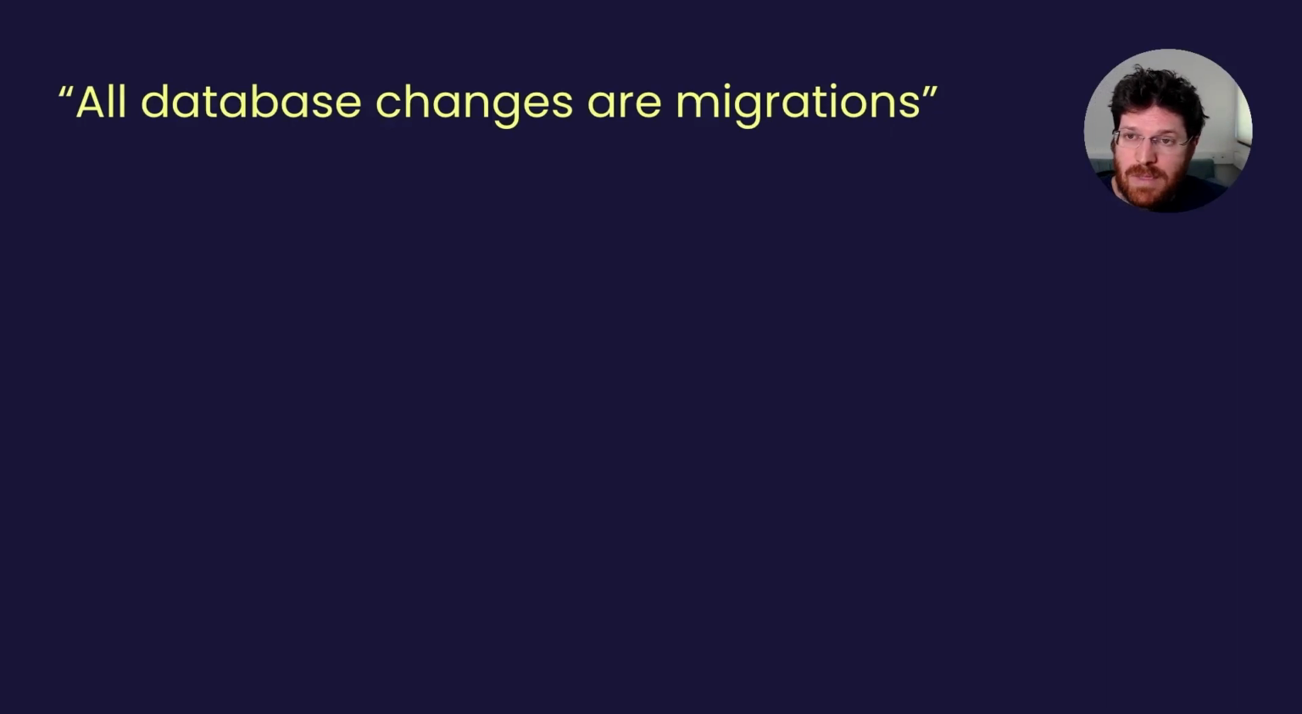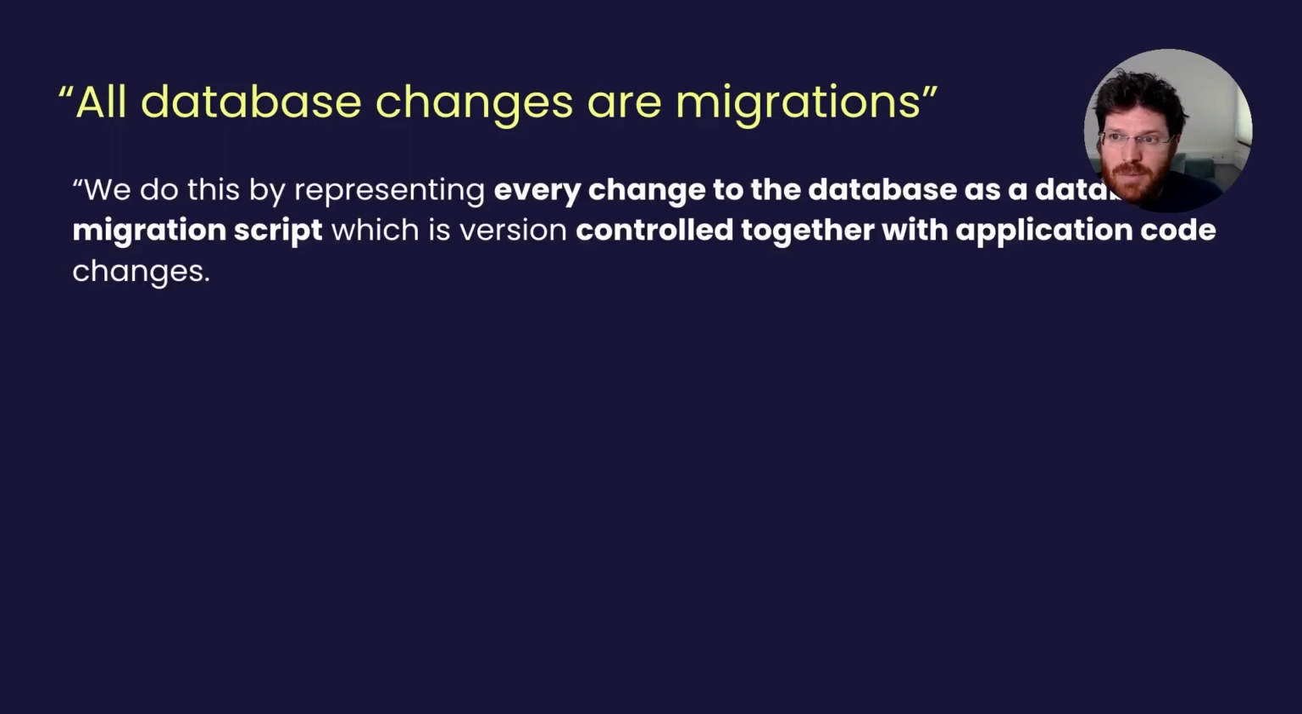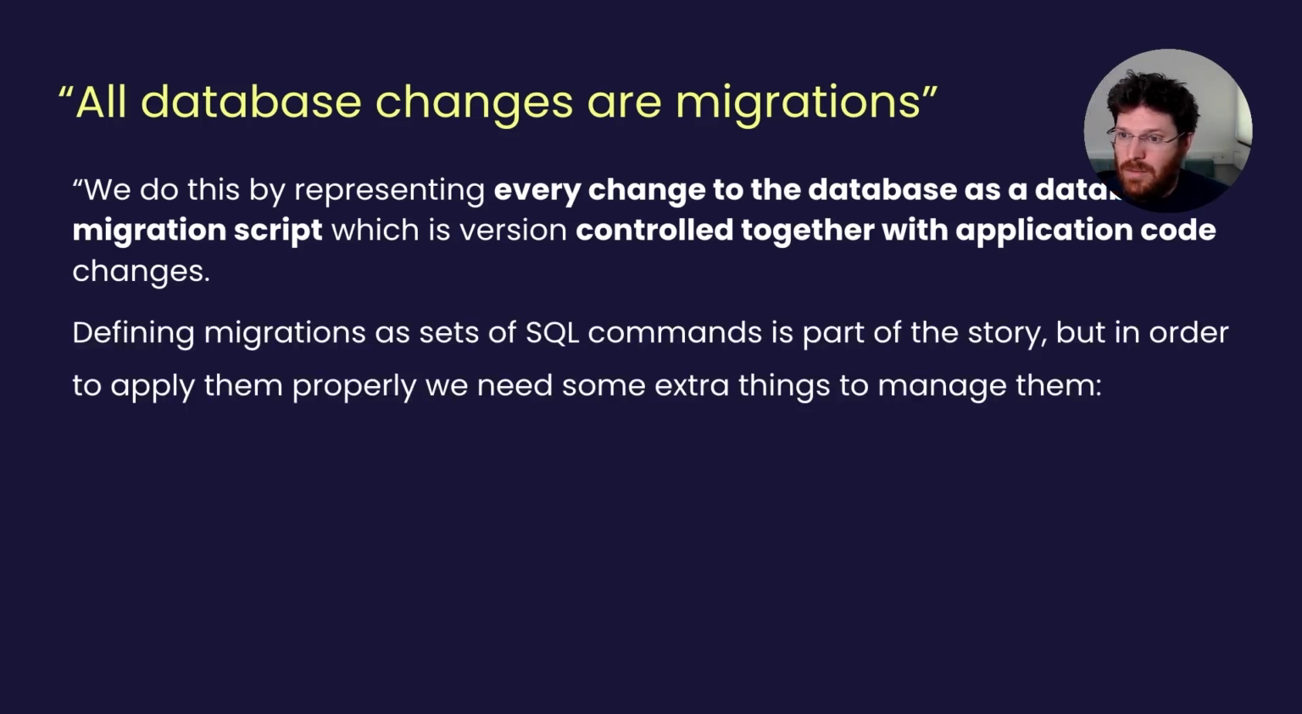At the time this paper was written, it was still a very common practice to manage database schema changes manually, kind of outside of the deployment and automation pipelines that organizations started to develop. This is, of course, completely out of line with the whole DevOps philosophy of automating things and building CI/CD pipelines. And so this article prescribes that we represent every change to the database as a migration script. This script needs to be version controlled together with the application code changes.